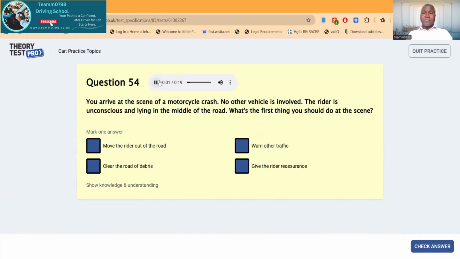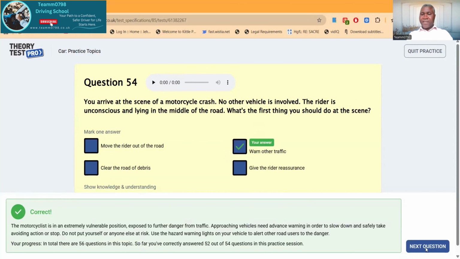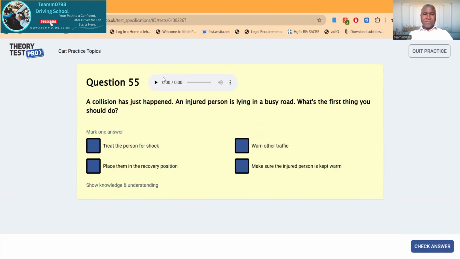You arrive at the scene of a motorcycle crash. No other vehicle is involved. The rider is unconscious and lying in the middle of the road. What's the first thing you should do at the scene? Move the rider out of the road. Warn other traffic. Clear the road of debris. Give the rider reassurance. Warn other traffic, okay, so that they don't pose further risks to the person.